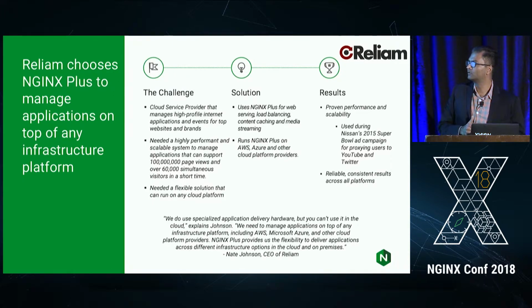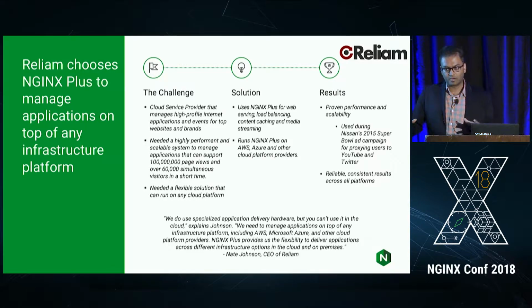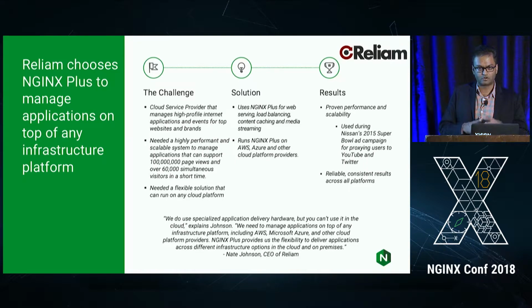1 million page views, 60,000 simultaneous visitors, and because they are a public cloud provider and provide management services for any cloud, they needed, again, a consistent application delivery mechanism. Basically, remove the application delivery from the actual business logic of the application itself, right? Ensure that there's no variation in performance along those lines. And they used it during Nissan's 2015 Super Bowl ad campaign, for proxying users to YouTube and Twitter. And they were able to achieve consistent, reliable results across all platforms because it supported all platforms.